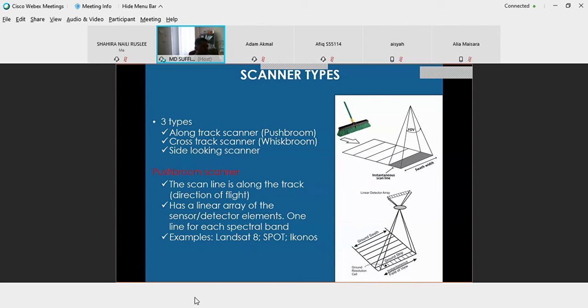So every detector will measure each point. That is what we call push broom. The scan line is along the track direction of flight, as a linear array of the sensor. Examples are Landsat, SPOT, and IKONOS.